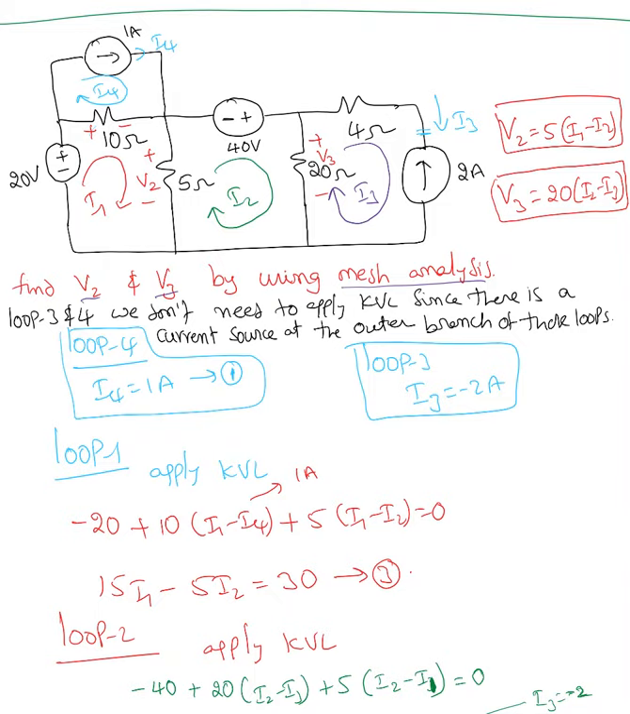Okay, now if you look at loop 3 and loop 4, we don't need to apply KVL since there is a current source in the outer branch of that loop. So here, this outer branch, I have a current source. Here also, outer branch of the loop, there is a current source. So loop 4, I4 equal to 1 ampere, loop 3, I3 equal to negative 2 amperes. It's negative because my I3 is flowing in the opposite direction.